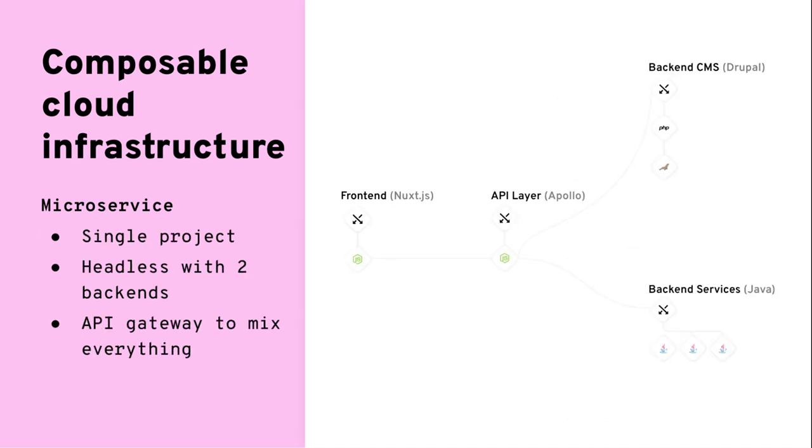But we can also add some more stuff into that. One of the other uses that we can share today is this microservice architecture mixing a lot of technologies. A services backend running multiple Java applications and a CMS backend running Drupal. Both applications are behind an API gateway using Apollo, and everything is served through a Next.js frontend.